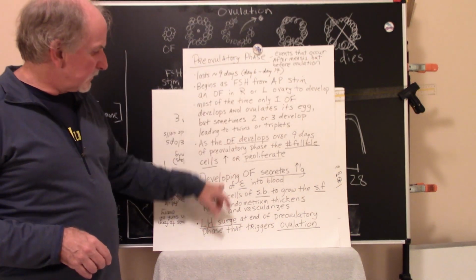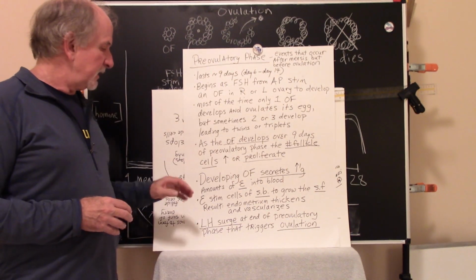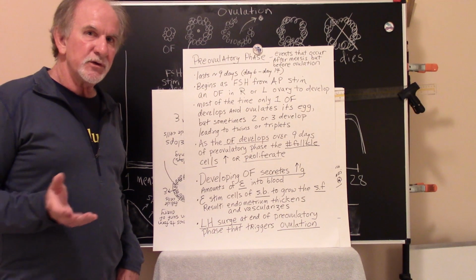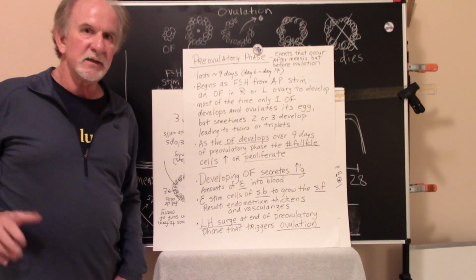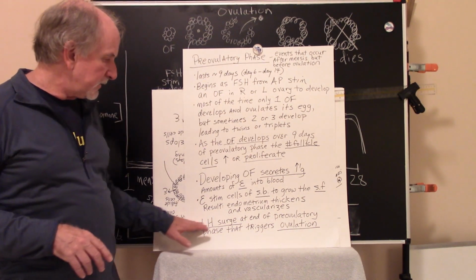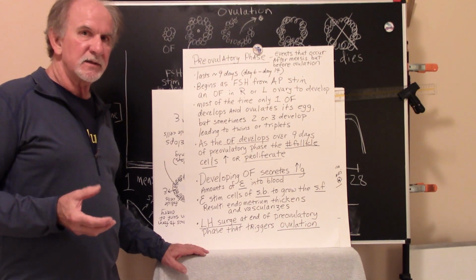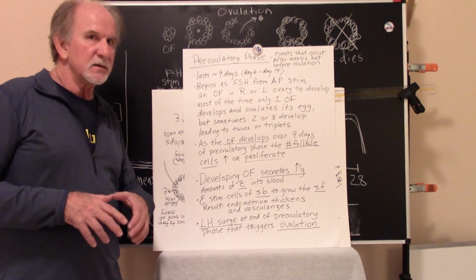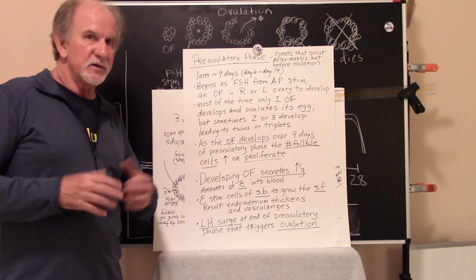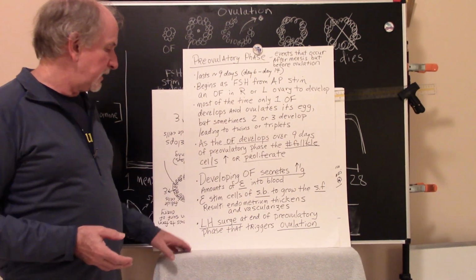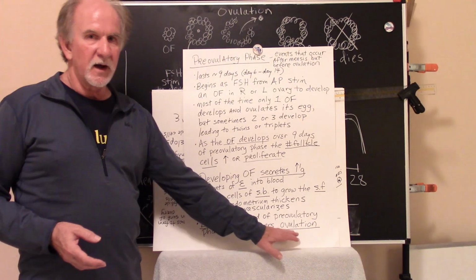At the end of the pre-ovulatory phase is a surge-like release from the anterior pituitary of LH. And that surge-like release of LH, that means a lot of LH is being released, will trigger ovulation.